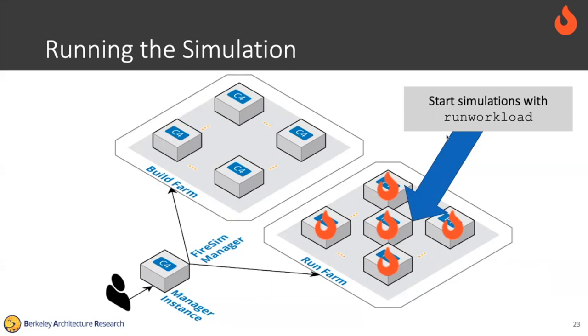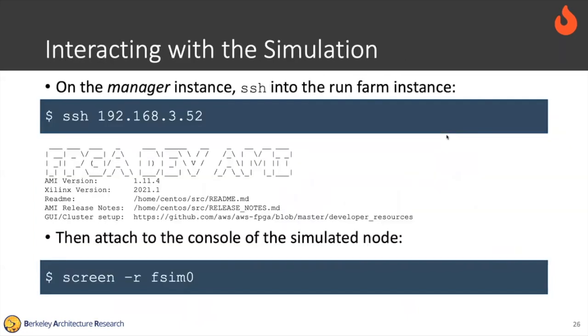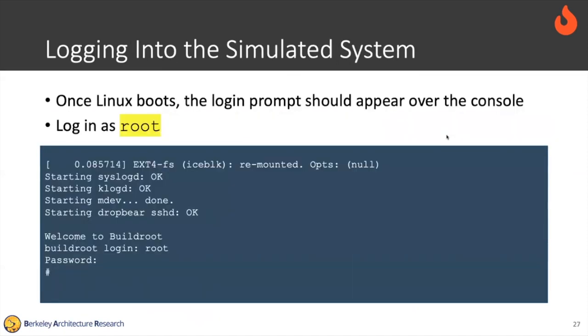Yeah, so you're basically hopping from your laptop or whatever the case is to the manager instance. Then you're running that SSH command from that output window to get to the simulation machine. Then you're typing in screen, which is then taking you from outside of the simulation into the simulation, attaching to the UART console. Good question. So if you ran screen FSIM 0, you should now see Linux output.